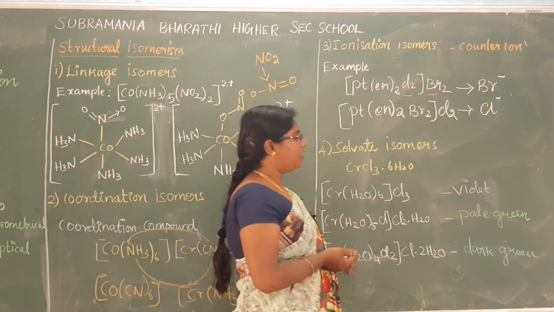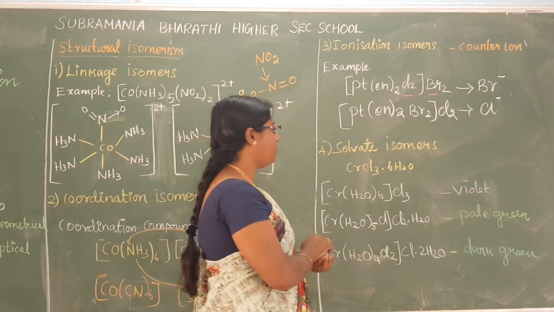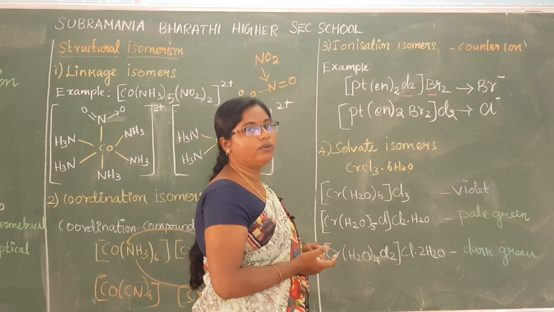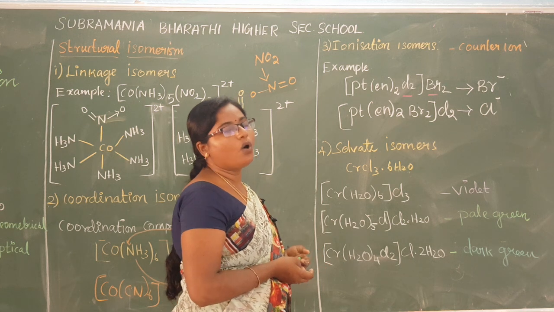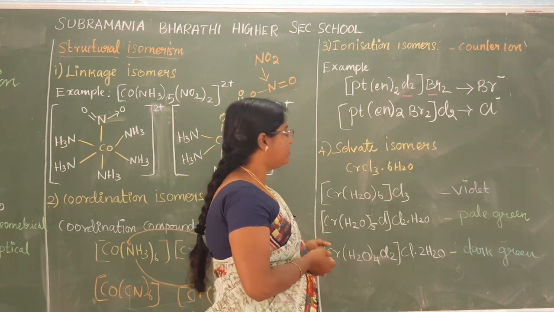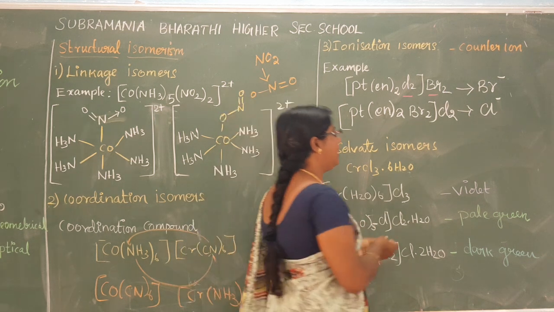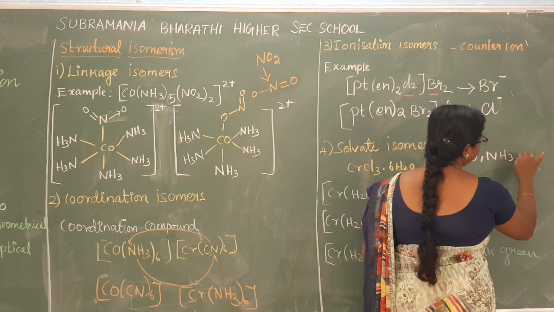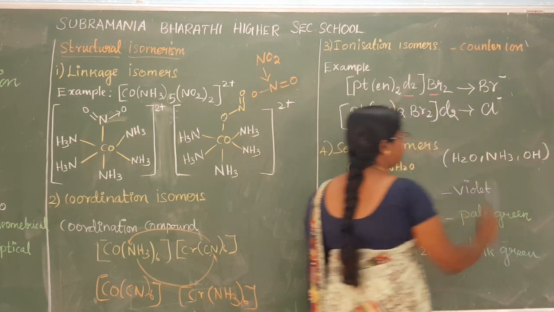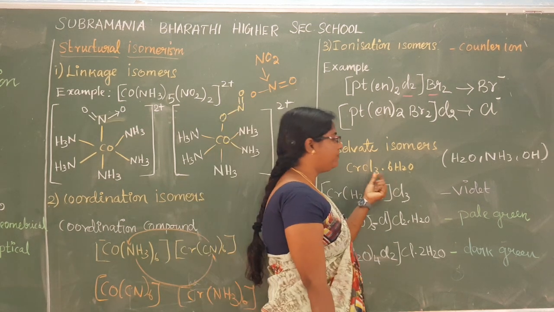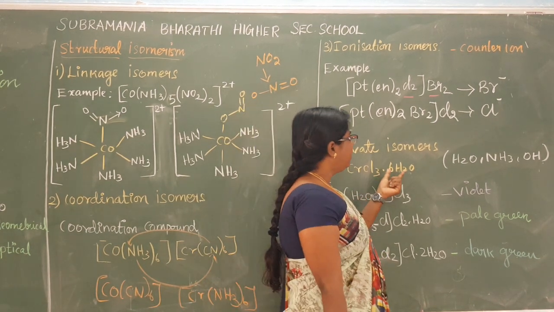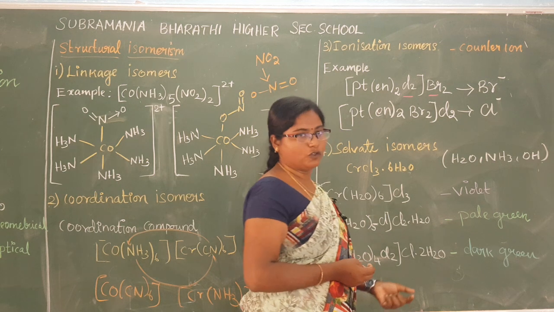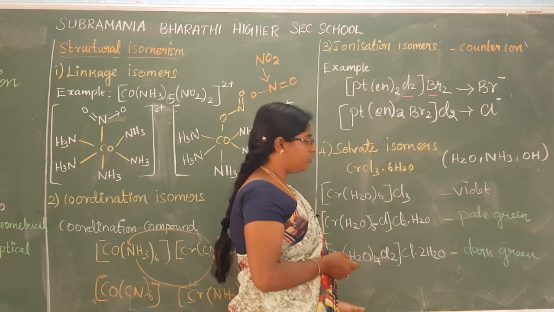Then the next one is solvate isomers. From the name itself we can easily say: the exchange of solvent molecules with the ligands is called solvate isomers. For example, solvent molecules are water, ammonia and alcohol. These are all examples of solvent molecules. Here they have given one compound. If the compound is exchanged with the solvent molecules, I can get three possible isomers. These are all the three possible isomers I have written.